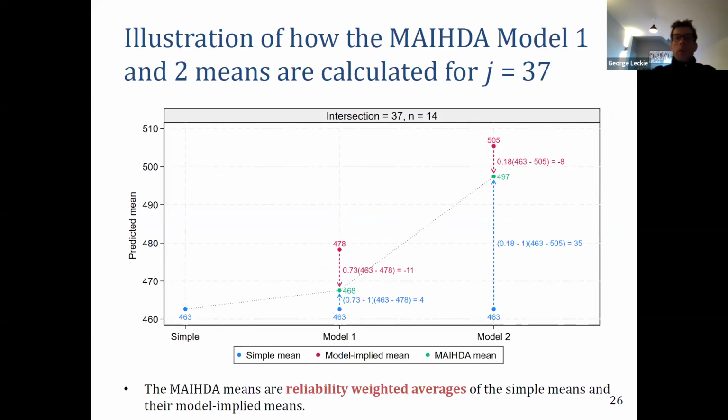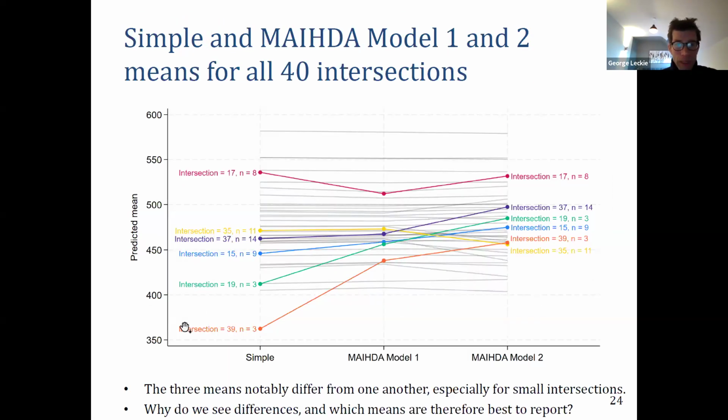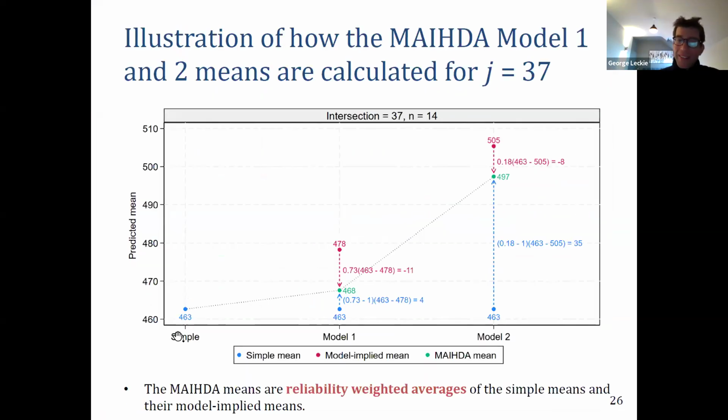So mechanically, what's going on? This is my attempt in the paper to show you. In the simple approach, in blue, we just have the simple mean, Y bar. If you take the 14 15-year-olds at that intersection, you average their reading scores, you get 463, and you're done and dusted. Now, the MAIHDA model 1 gives you back 468. That's a weighted average of the observed mean of 463 and the German average of 478. It's a reliability-weighted average, and the reliability of the observed mean is 0.73.